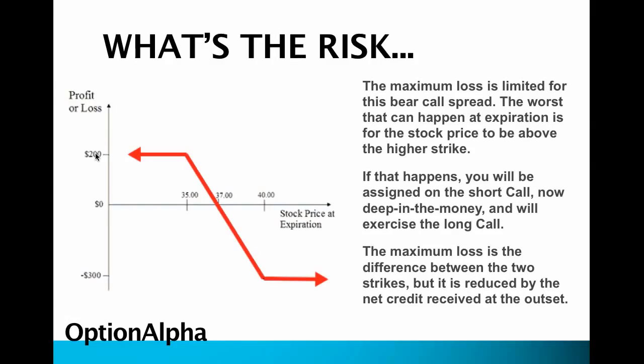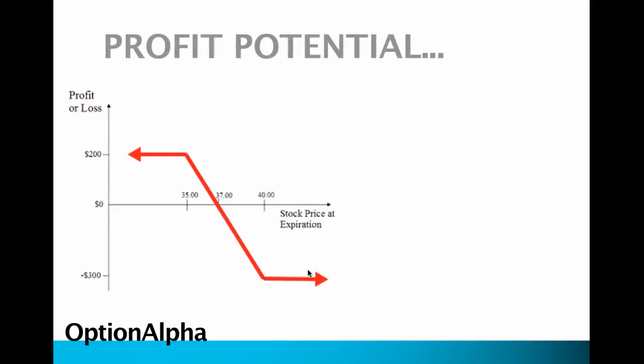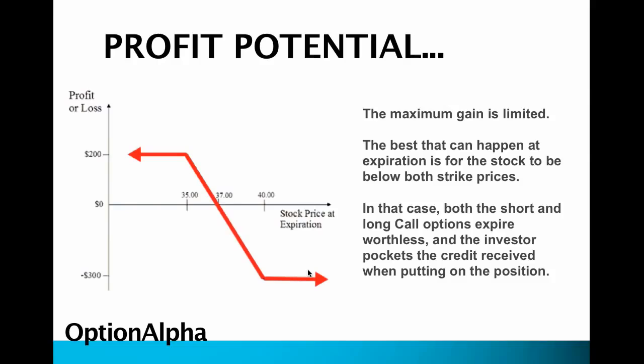So what's the risk of the strategy? Well, the maximum loss is limited with the bear call spread. The worst that can happen is at expiration for the stock to close above the higher strike. So in our case, that's going to be the 40 strike here. So anywhere above 40, our losses are limited to just $300 on this particular strategy. And again, we'll go over how I calculated that later on. But again, the loss is limited as long as the stock closes anywhere above the higher strike. If this happens, then you're going to be assigned the short call, and that's deep in the money. And then the long call is going to get exercised, and the difference between those two is going to create your maximum loss.